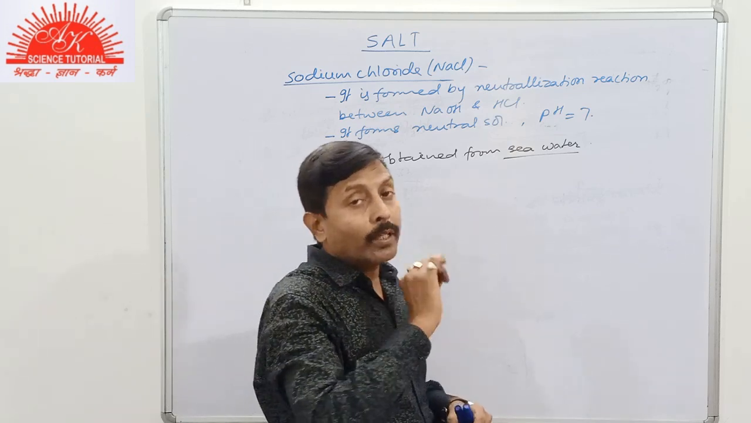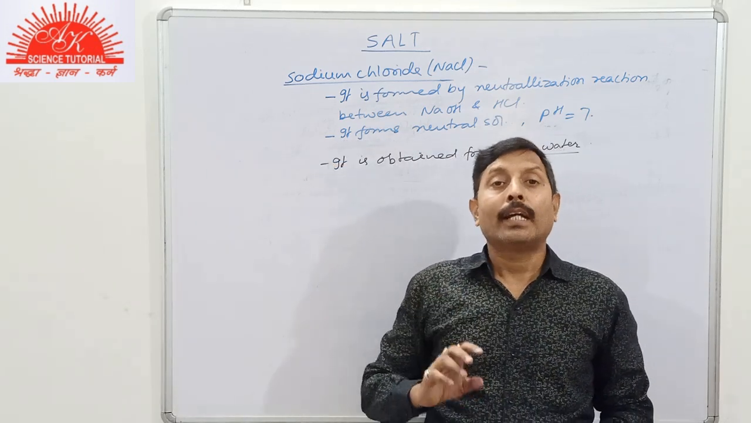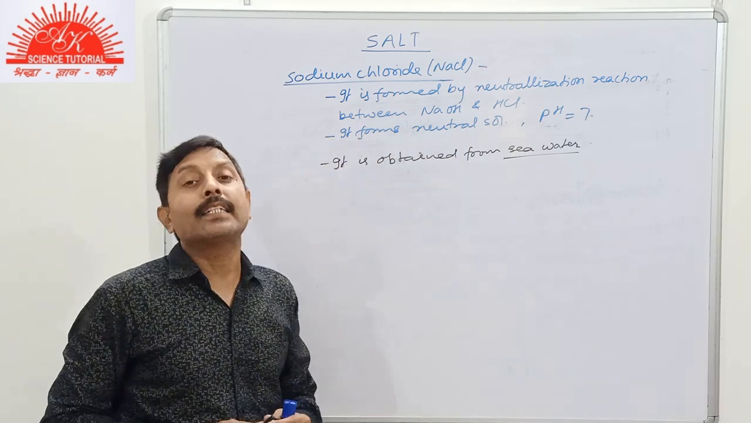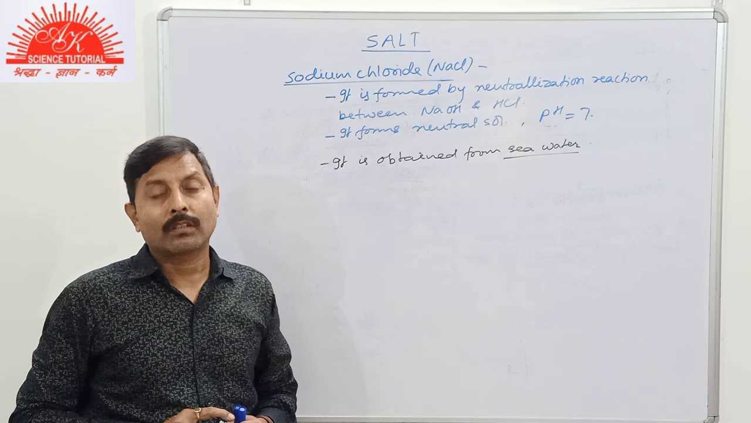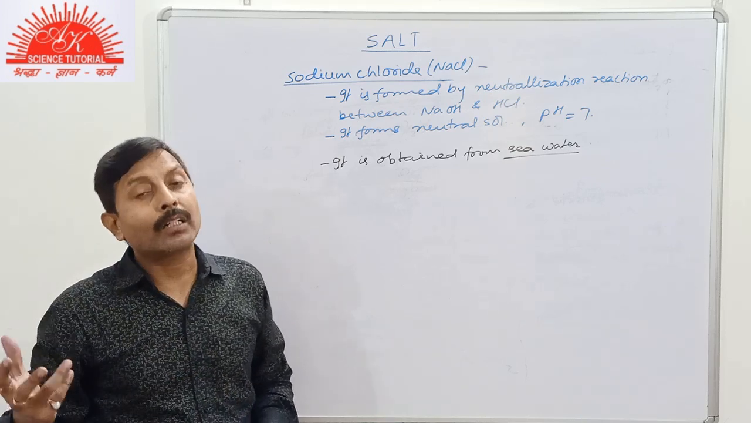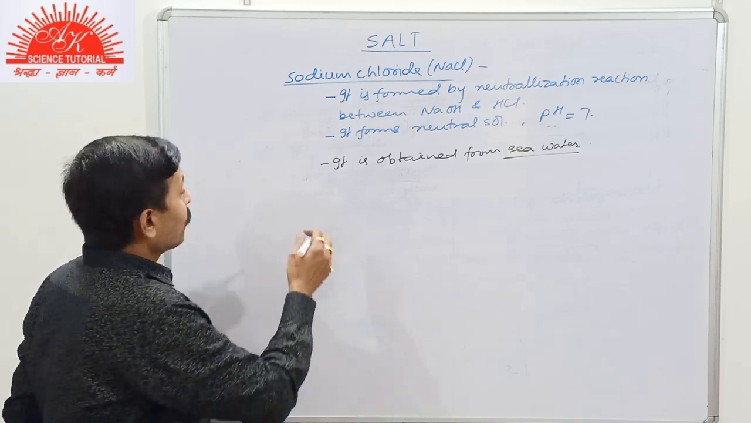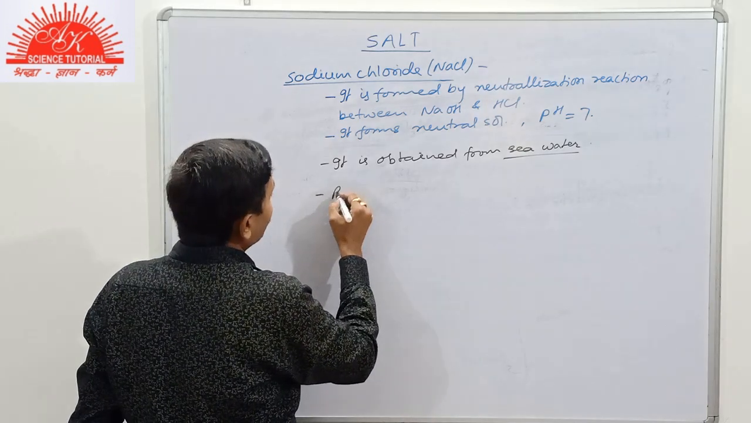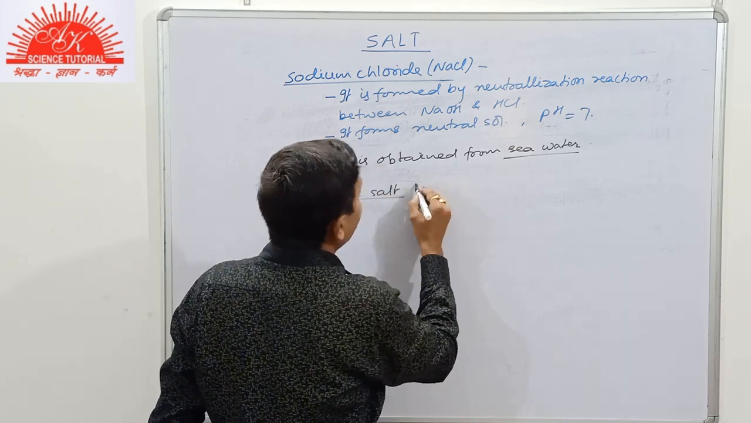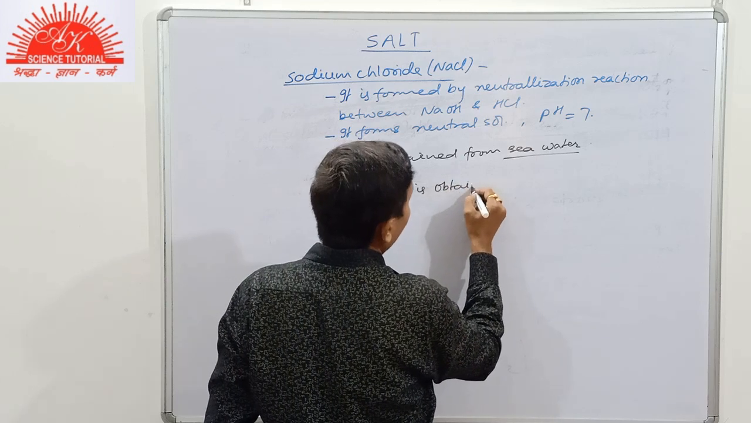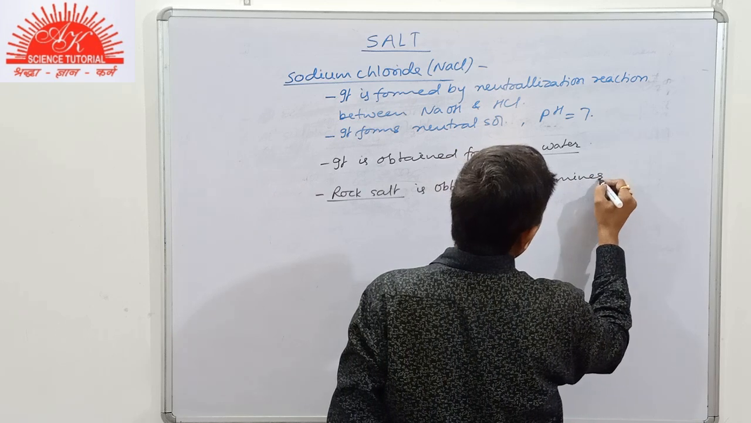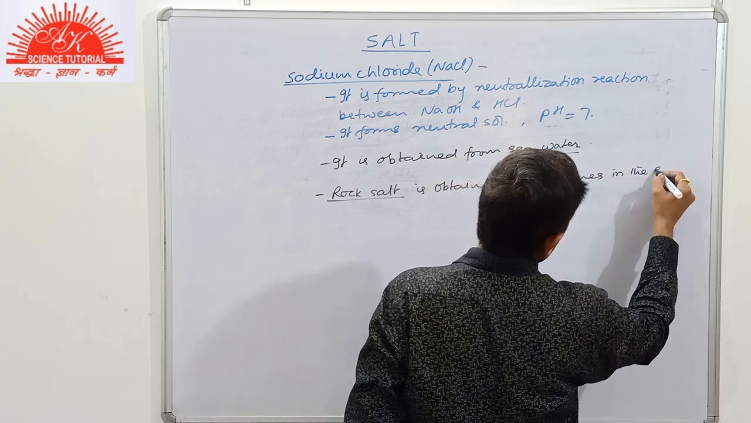Now sodium chloride, the common salt, is also obtained from the earth crust and then it is known as rock salt. It is mined from the earth crust, similar to coal mines. Now the rock salt is obtained from mines in the earth crust.